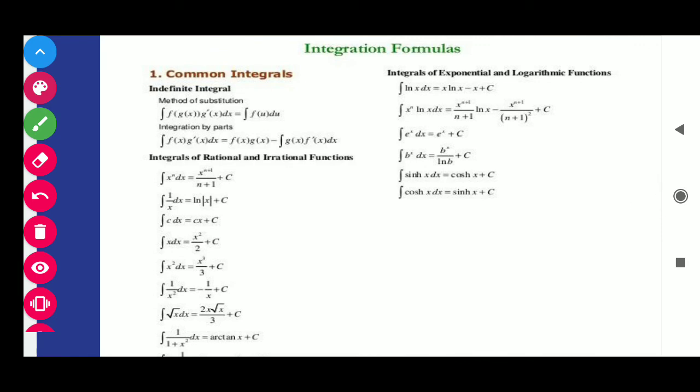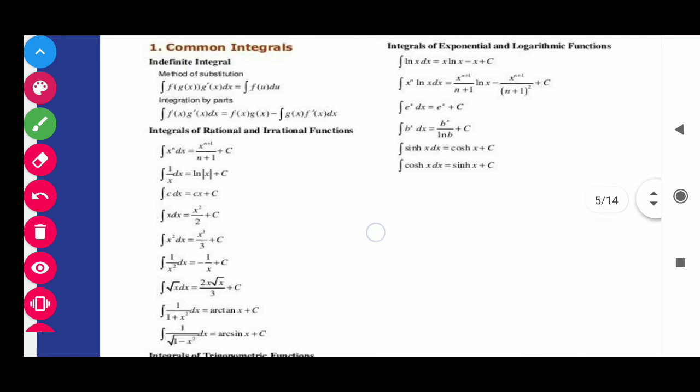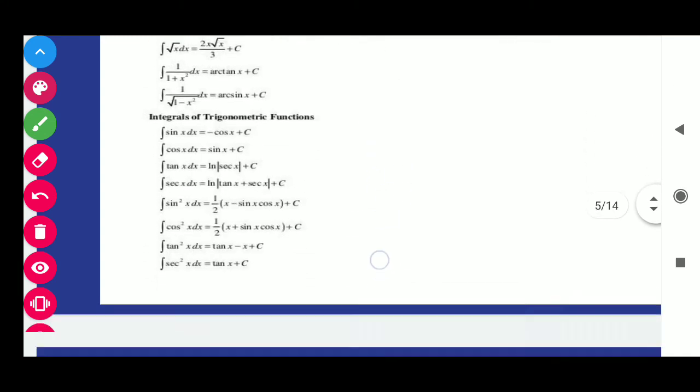Students, you can see here the hyperbolic formulas. There is no need to use these ones. You only have to learn all the formulas above; the rest are hyperbolic.